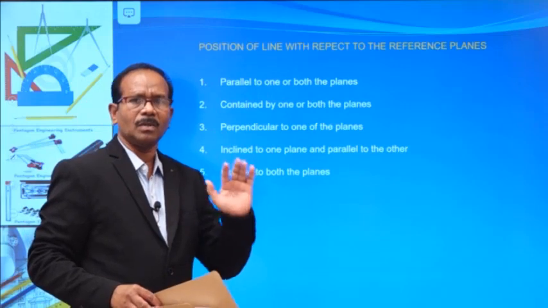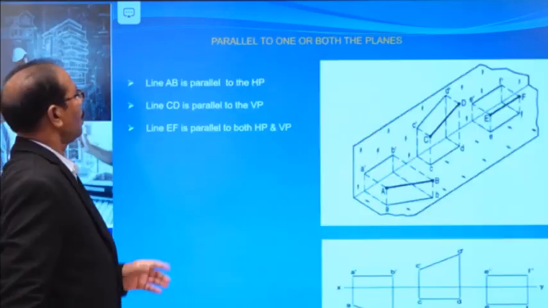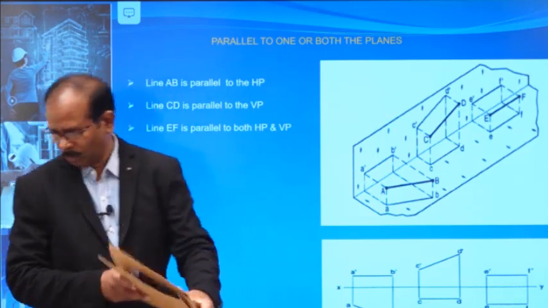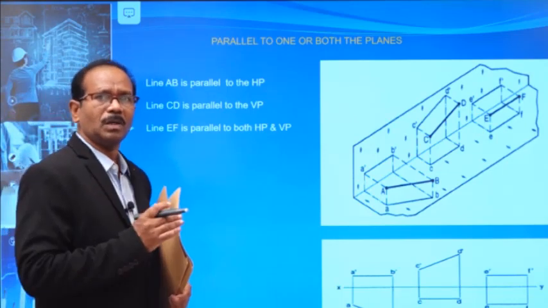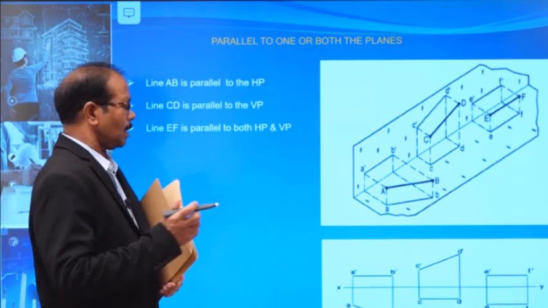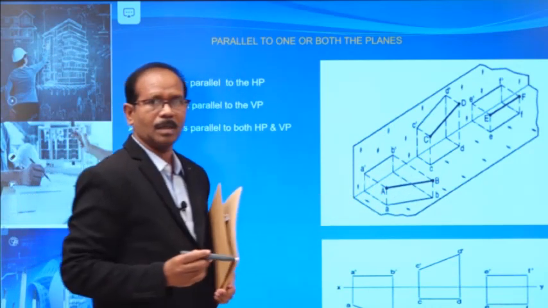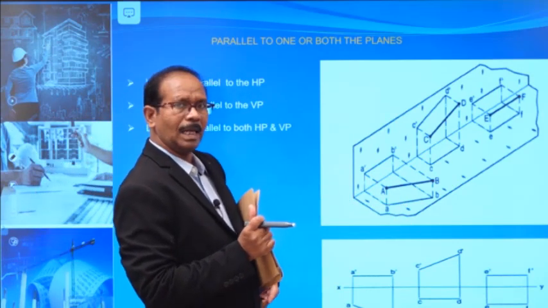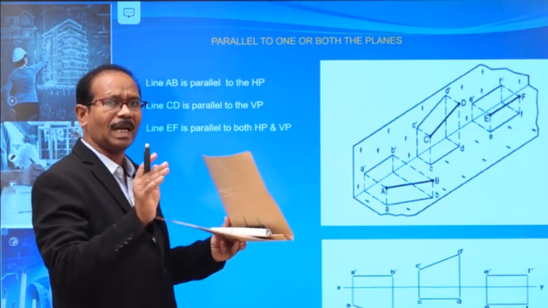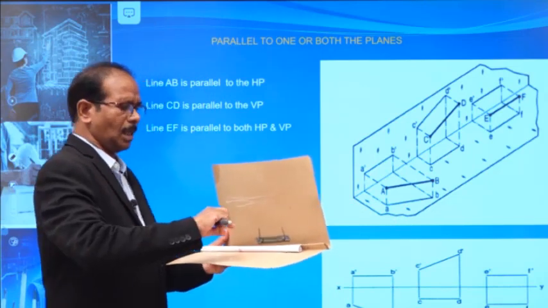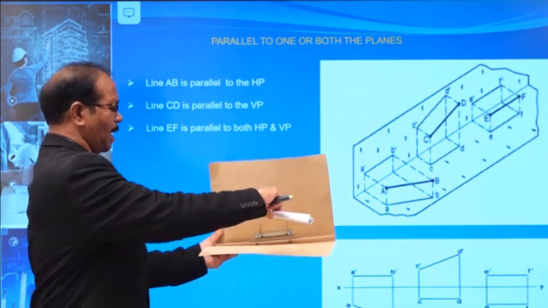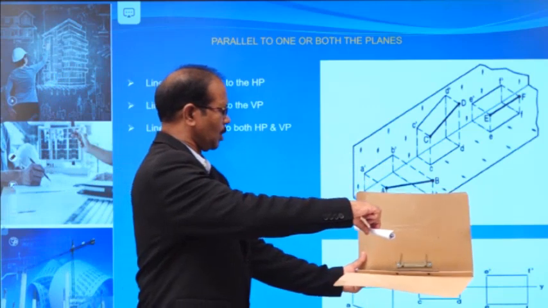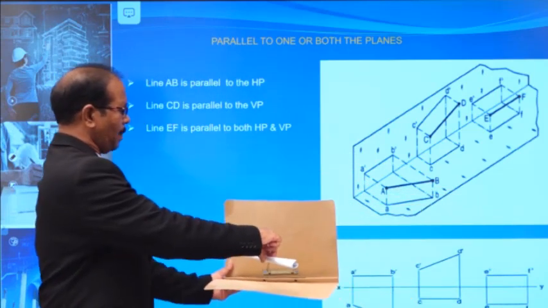Line parallel to one or both the planes. Let's observe. Say a line AB. Line AB is parallel to the horizontal plane. Assume only one condition; don't consider the other condition. Now, line parallel to horizontal plane. Let's observe this one.